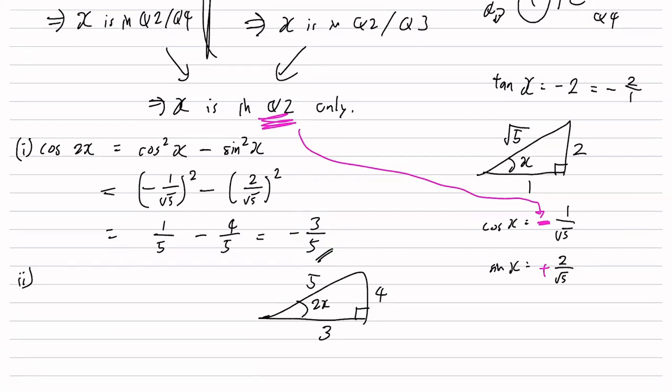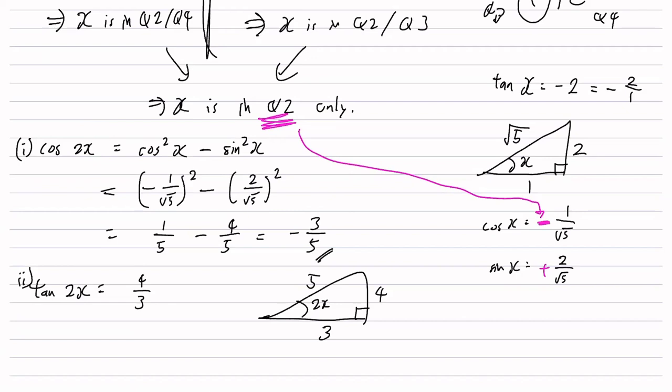Okay, then what is tangent 2x now? Opposite over adjacent, 4 over 3. 4 over 3, but then plus or minus? Minus. Here you have to be careful.